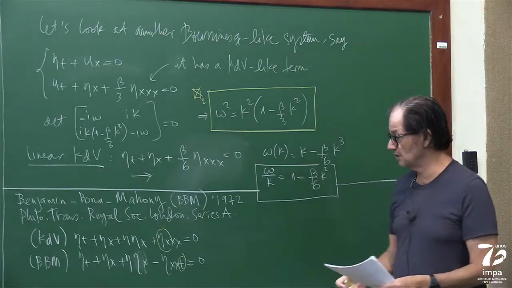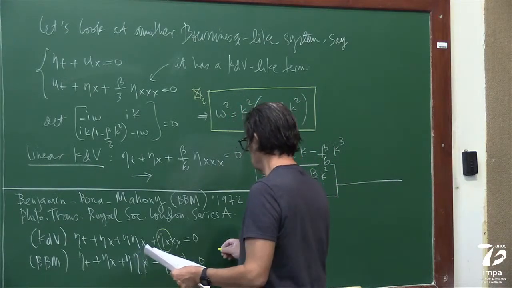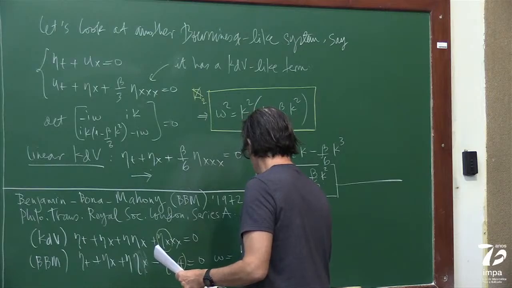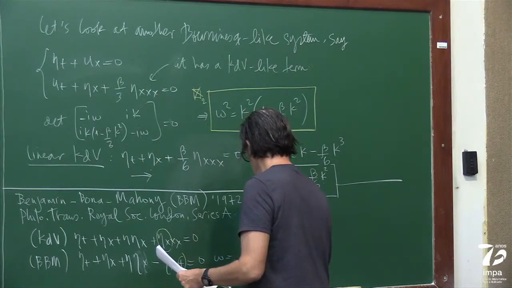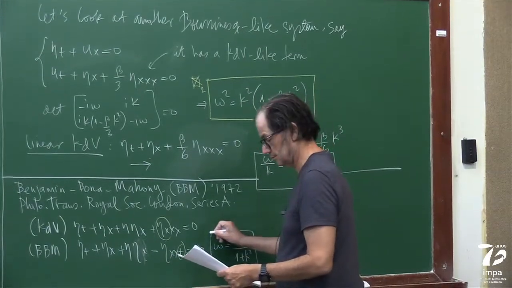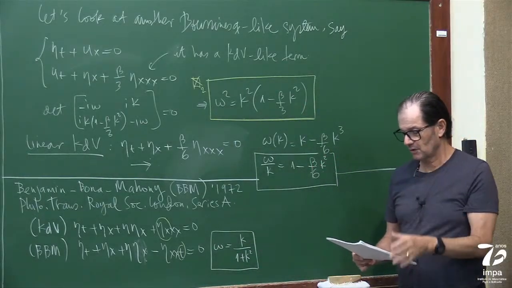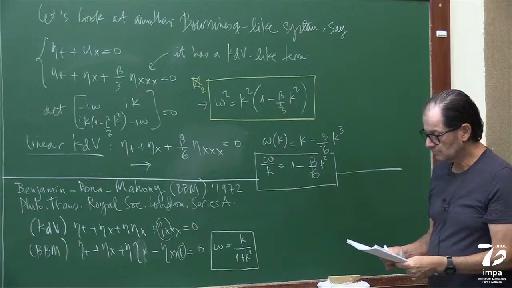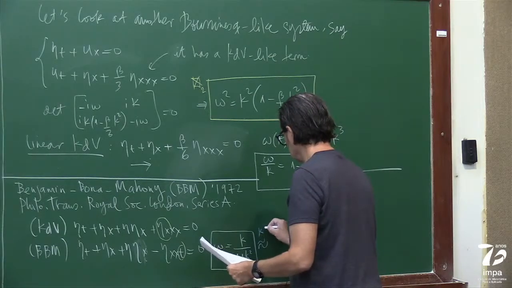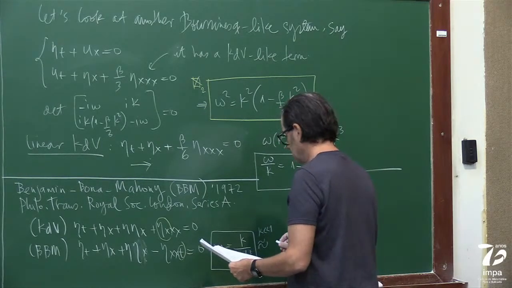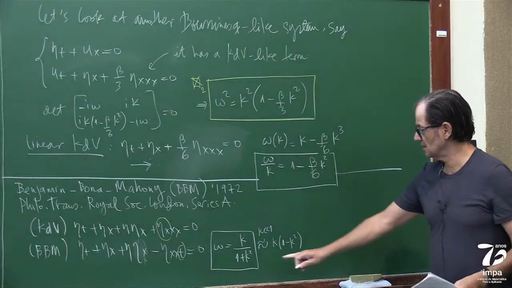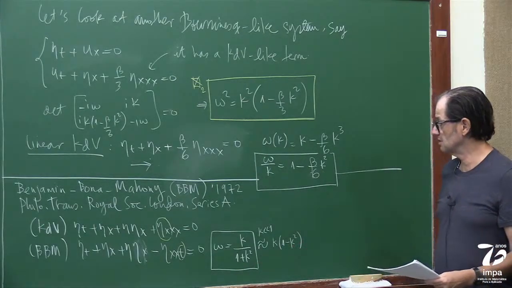So do this. It's in the notes, right? Let me give you the result. So from the BBM, we get that omega is equal to k over 1 plus k squared. You can double check this easily. Which is approximately, for k small, approximately k times (1 minus k squared). Just think of this as a geometric series, right?